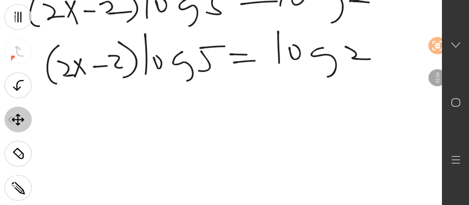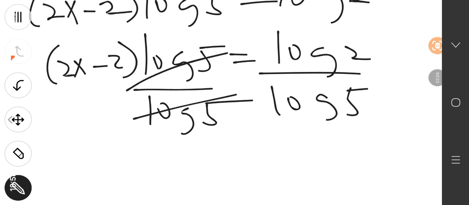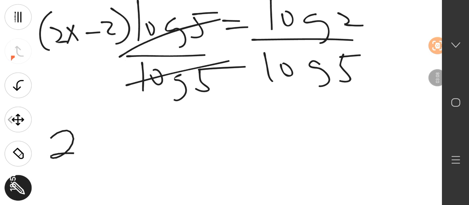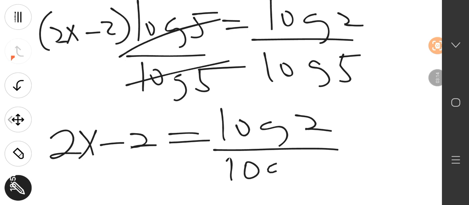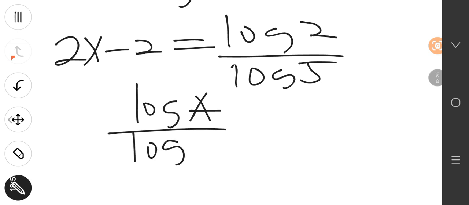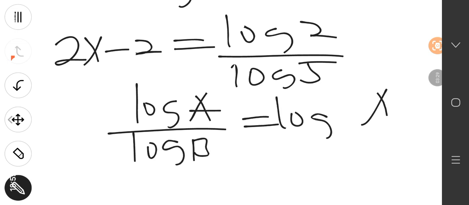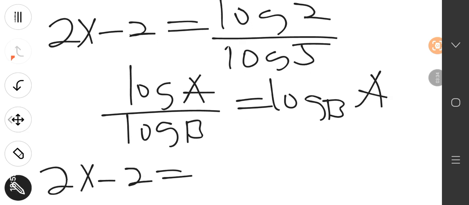Let's divide both sides of the equation by log 5. So this will cancel this, and we are left with 2x minus 2 equals log 2 over log 5. Now let's apply the change of base formula: log a over log b gives us log a base b. So we have 2x minus 2 equals log 2 base 5.